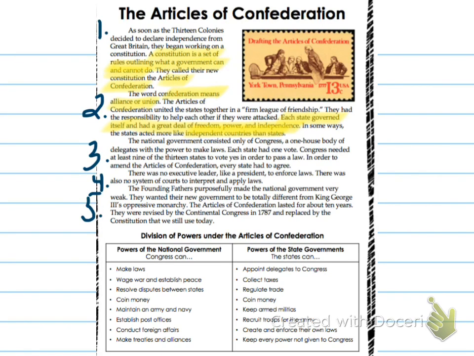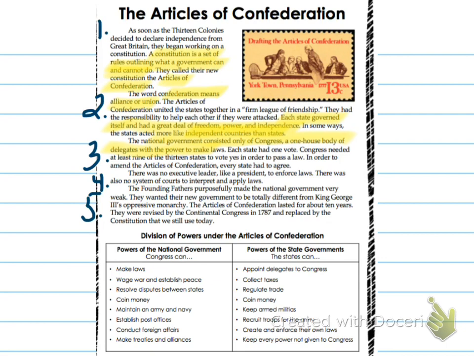So, find your highlighters once again. And I want you to go back and highlight the very first thing, that Congress was a one-house body of delegates. And they had the power to make laws. Okay? So let's talk about real quick.